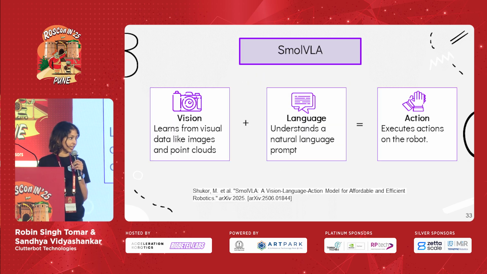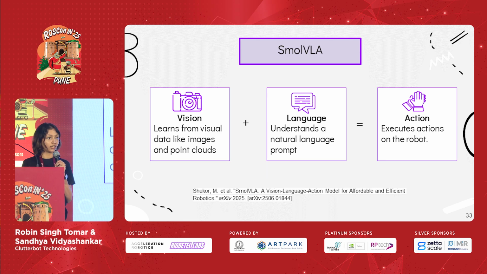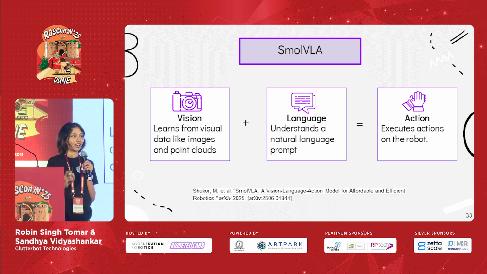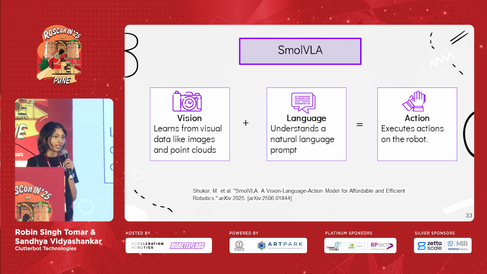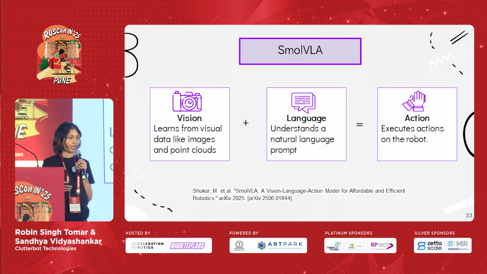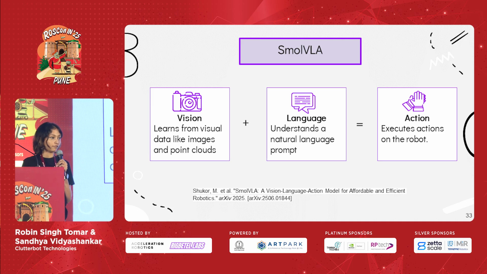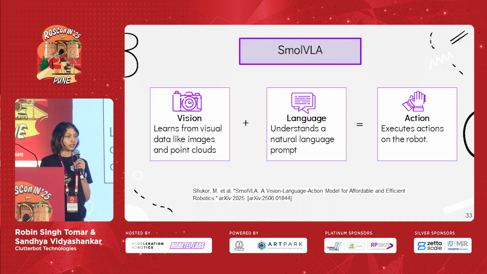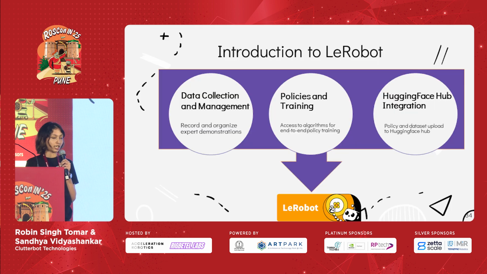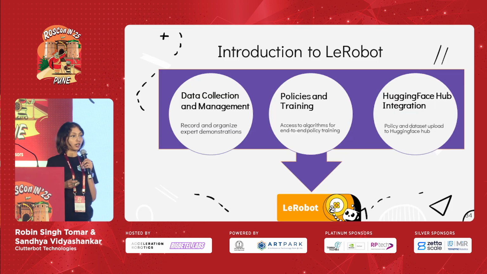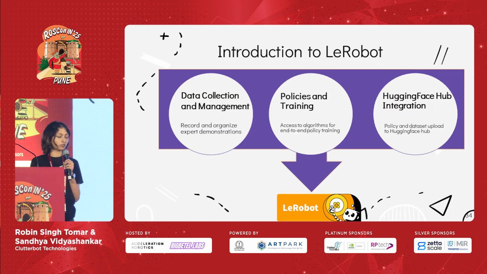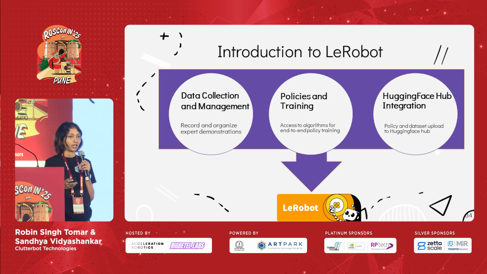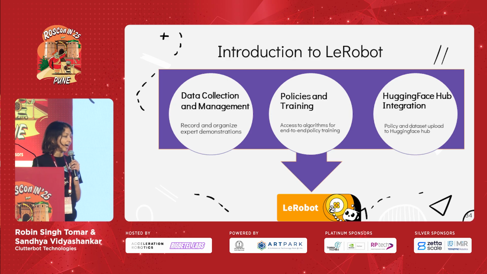We also have VLAs, specifically SmolVLA. Everybody knows what a VLA is. We've had a lot of talks on this. But SmolVLA is a very lightweight version of a VLA, consisting of only about 450 million parameters. And this is basically offered by LeRobot. LeRobot has a lot of open source resources for implementing end-to-end imitation learning-based solutions. And it's also integrated with the cloud. It's a great place to get started if you're looking to get into imitation learning.